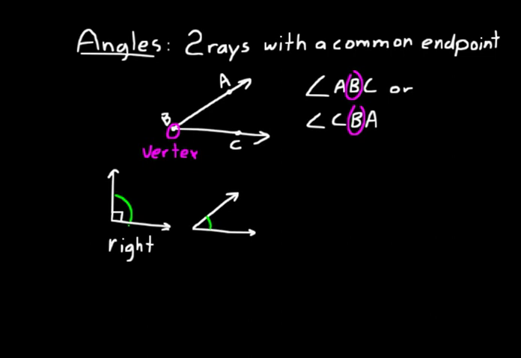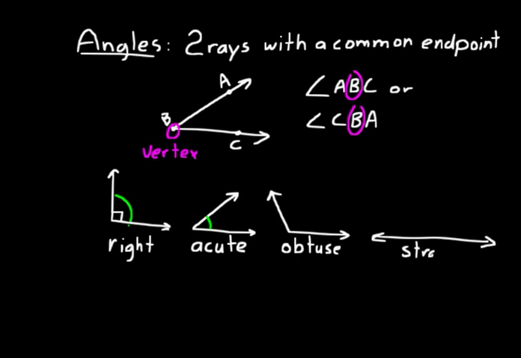We call those acute angles when they're less than a right angle. We call them obtuse angles when they're greater than a right angle, like that one that I just drew. So we say that's an obtuse angle. Now, if you went all the way around back the other way, you'd have a straight angle, which is a line.